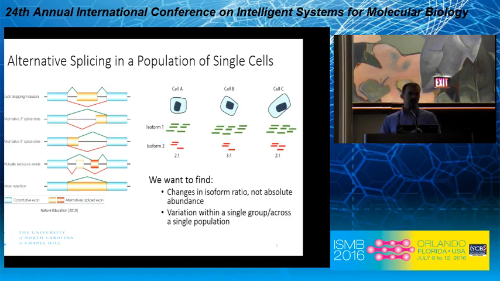Now with single cell data, one type of question that you can ask that you can't really ask as easily from bulk data is what I like to call a single group differential gene expression analysis, where instead of looking at group A versus group B, you're looking at one population and asking what isoform ratios vary within that single population. So that's what we're interested in doing in this study.